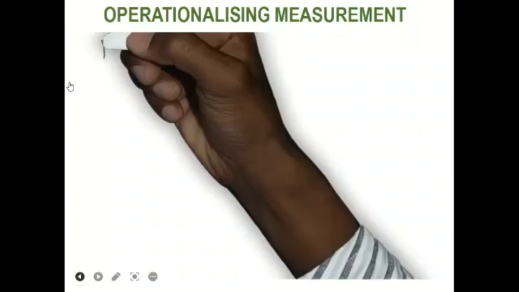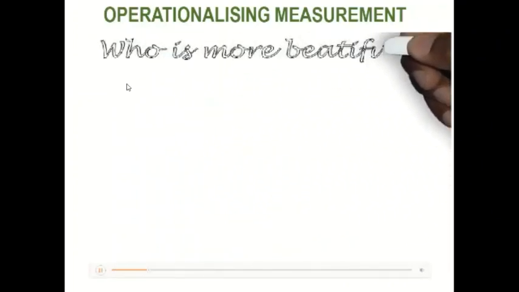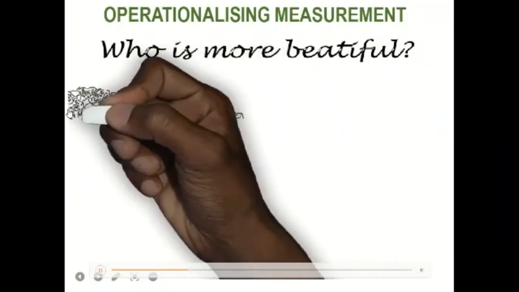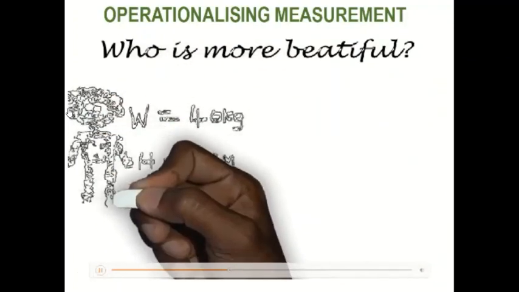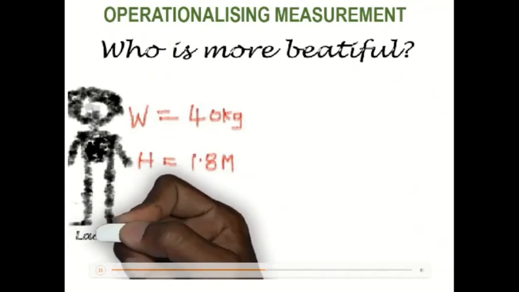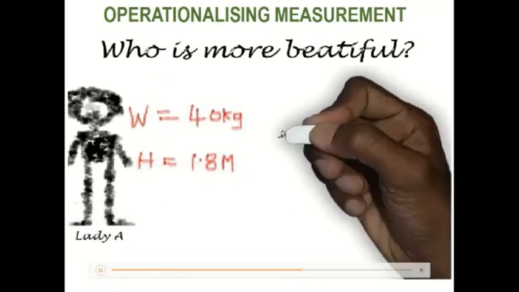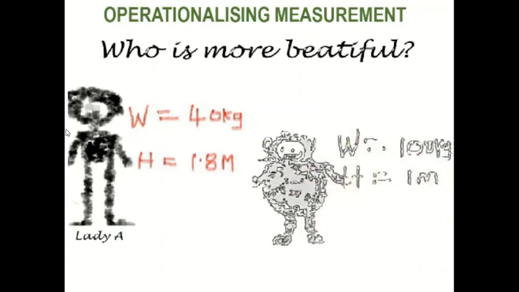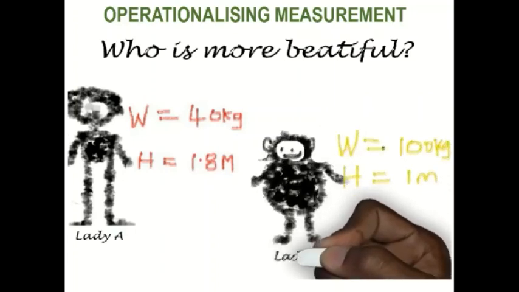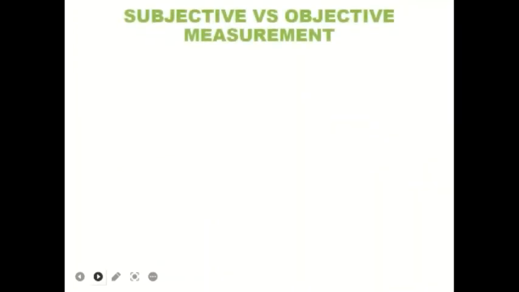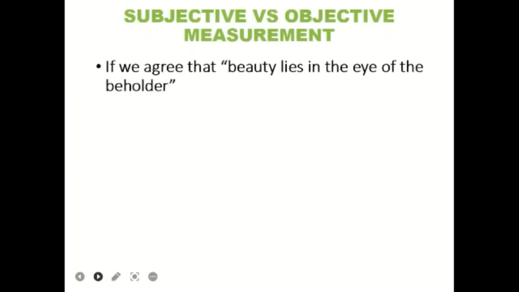Some might be quick to respond that beauty lies in the eyes of the beholder. Is that the way you look at it? Can you say that beauty lies in the eyes of the beholder? Okay, take a look at the diagram again. Maybe you're going to appreciate the way the hand is drawing it. I wonder whose hand that is. Lady B is now in the process of being drawn. So the question, who is more beautiful? We might go back to that question later. But let's look at this from the perspective of subjective versus objective measurement.